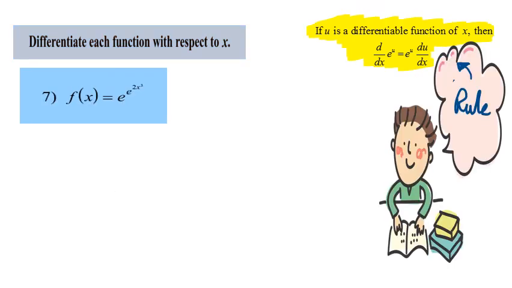f of x is equal to e to the power of e to the power of 2x to the power of 3. So I want to find the derivative, the same as the derivative with respect to x of f of x. As we can see, the rule says that d by dx of e to the power of u is equal to e to the power of u multiplied by du by dx. So I'm going to put down the base.